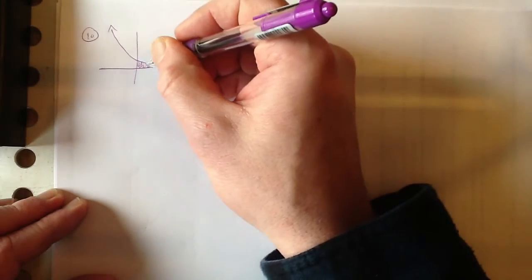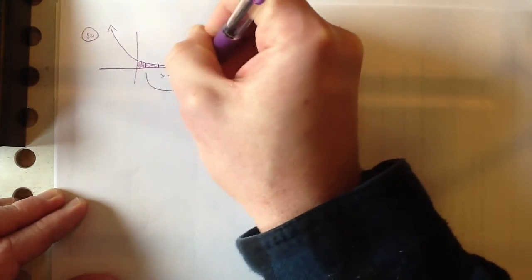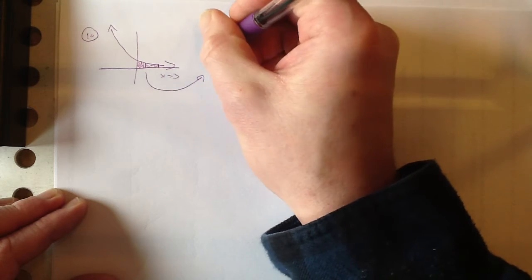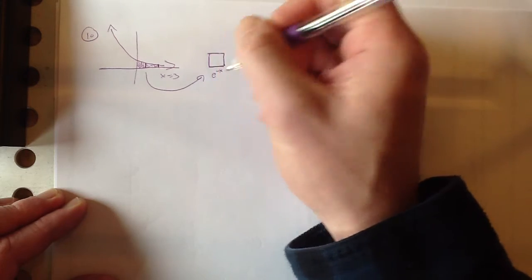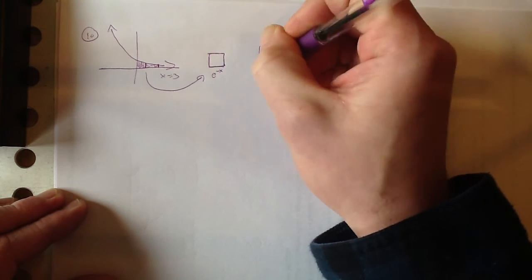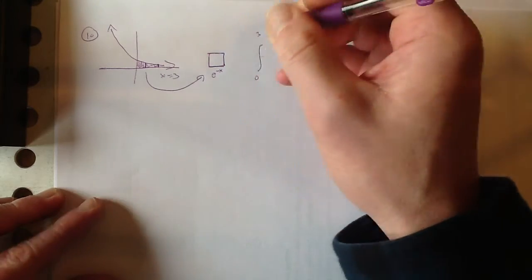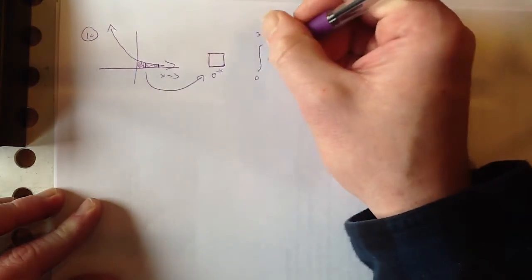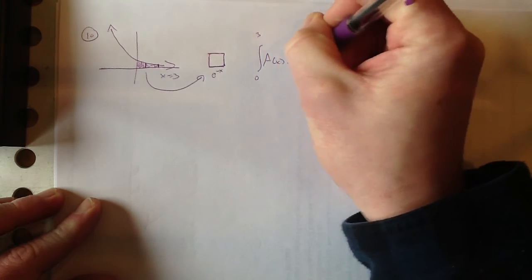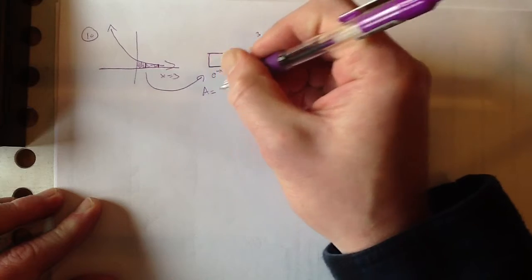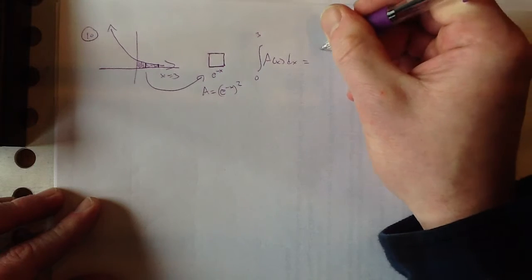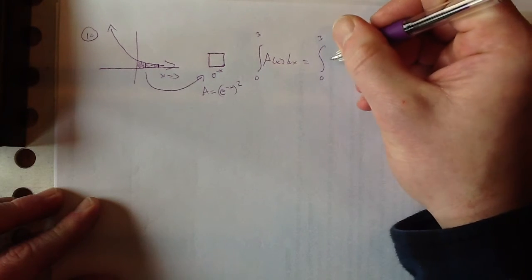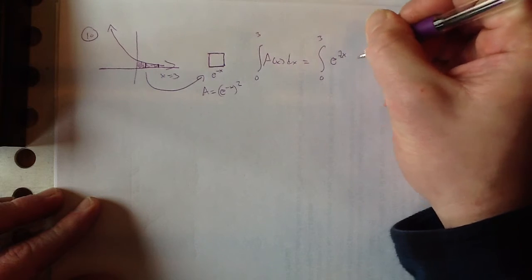If all plane cross-sections perpendicular to the x-axis are squares, so each one of these little cross-sections here is a square, and the side of the square would be the function, which is e to the negative x. So we want to take the integral from 0 to 3 of the area of each one of these. And the area of a square is the side squared. So 0 to 3, the area is e to the negative 2x.